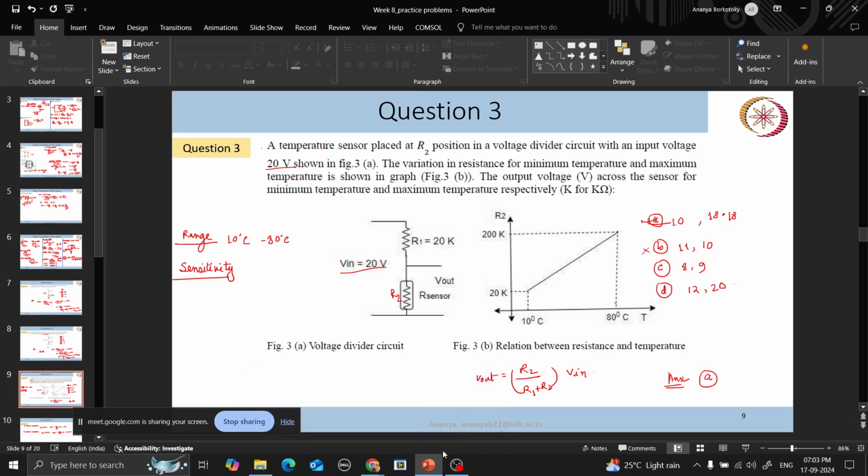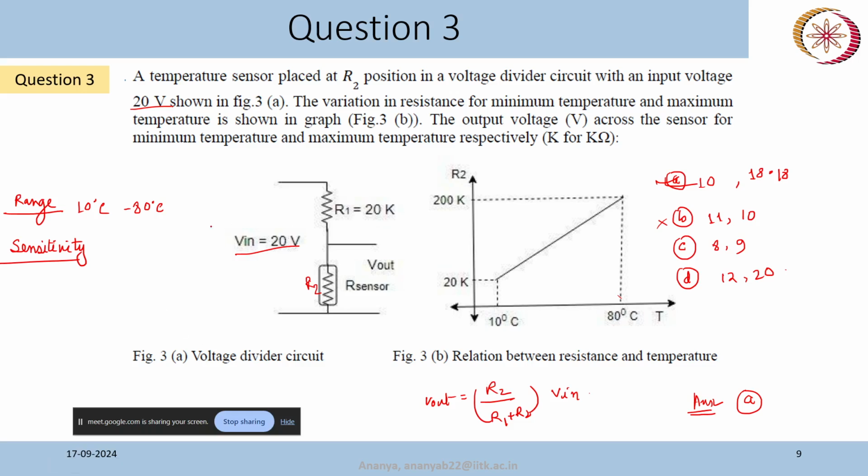By 7. So the sensitivity is equal to delta output, the change in output by the change in input. In this case, let's consider at higher temperature, the output is 18.18 minus 10 volt, or we can say this is the slope. This is temperature versus R2. We can have a similar graph for temperature versus V out, so that the slope will give us the sensitivity.